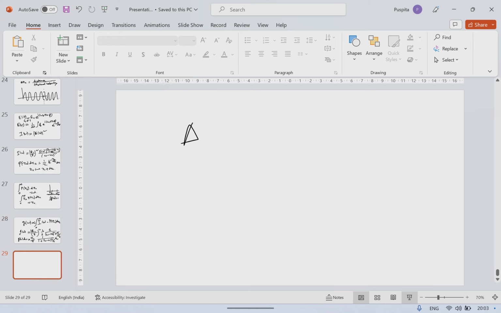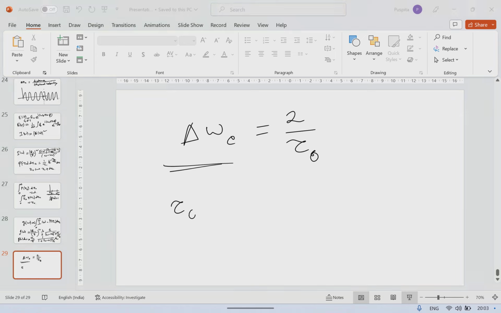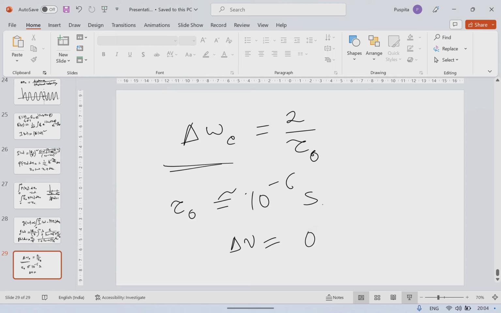So here we can see the FWHM will be 2 by τ0. So if the mean collision time τ0 is of 10 to the power minus 6 second, then Δν, which will be Δωc by 2π, will be of 0.3 megahertz. Okay.